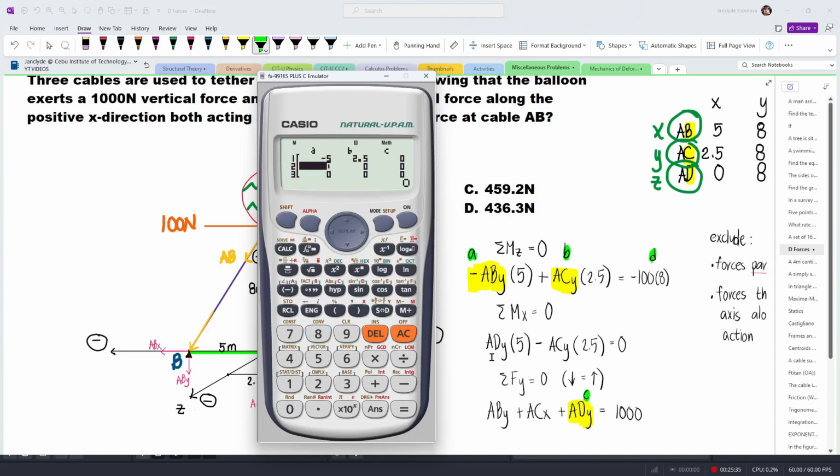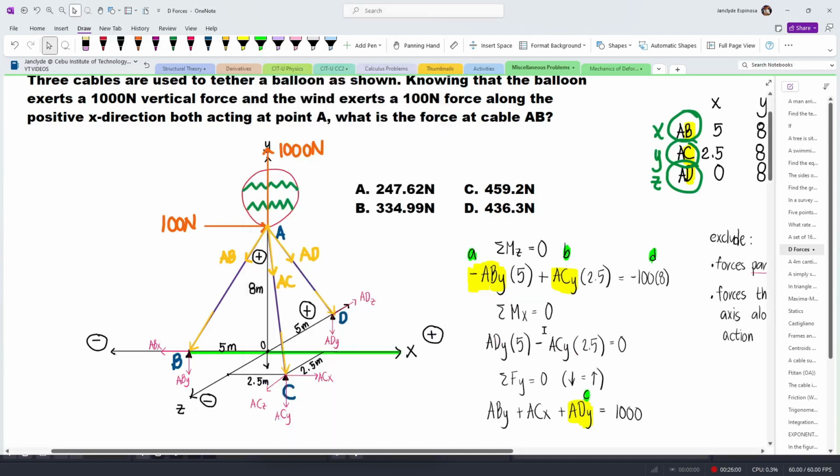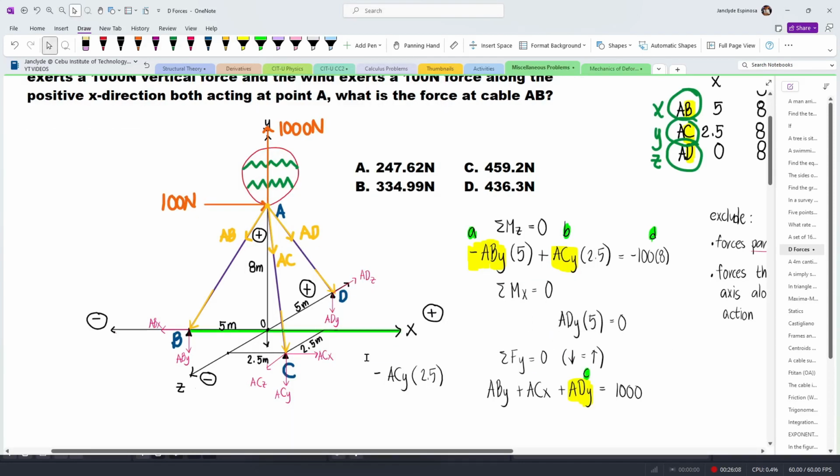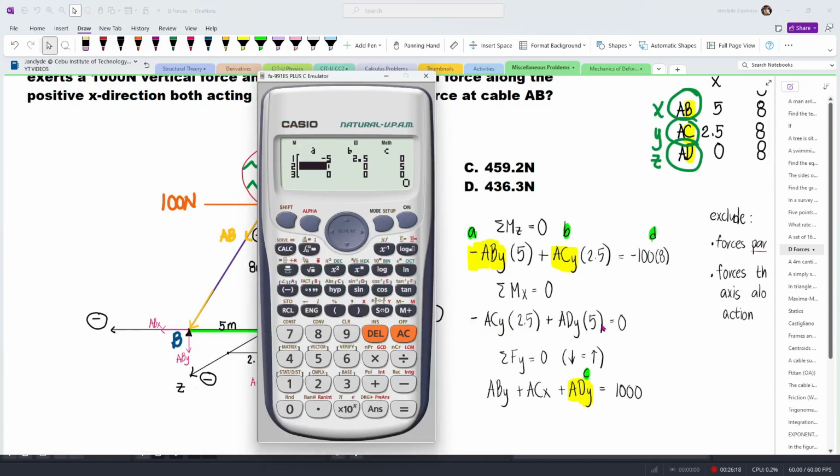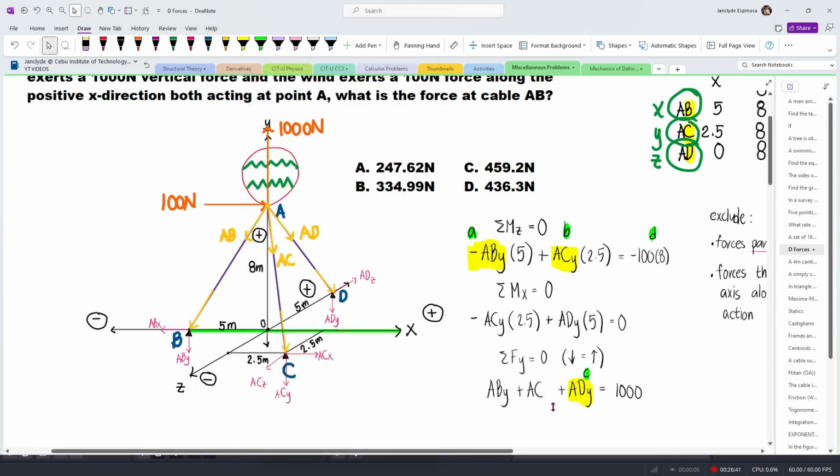Now for the second equation, we have ADY multiplied by 5. So this will correspond to C. So we have positive 5. And then for AC, our coefficient is negative 2.5. Now let me just rearrange this one. Let's make this minus ACY times 2.5 plus ADY multiplied by 5. So again, this is minus 2.5. And then since we don't have a term containing ABY, let's not include this one.